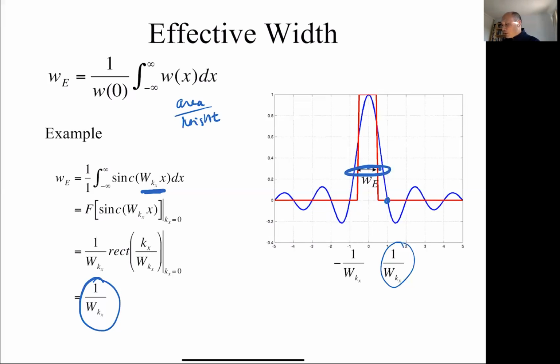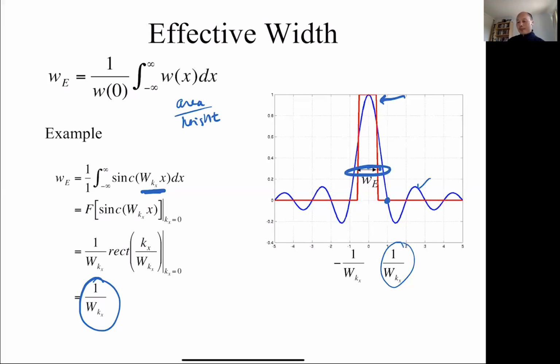And so as long as you remember where the first 0 of the sinc function is, you can take that as the effective width of the sinc function. So it's saying that the area of this sinc function in blue is the same as the area of this rect function, the square function that has the same height. And so that's the effective width of a sinc function.